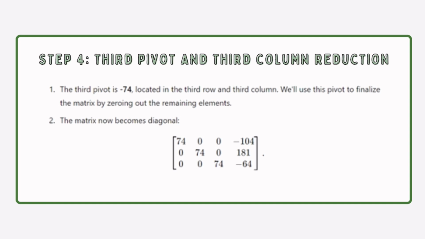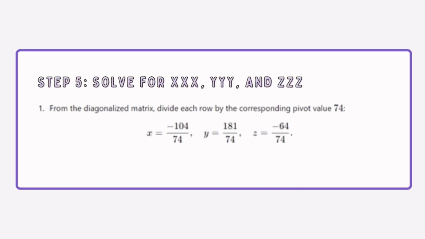And the right elements, that are the minus 104, the 181, and the minus 64, are going to be the values needed to obtain the x, y, and z values of the whole equations. And those values are going to be the previous numbers divided by the corresponding pivot, that will be the 74. And here we are able to see each of the corresponding values that were obtained.